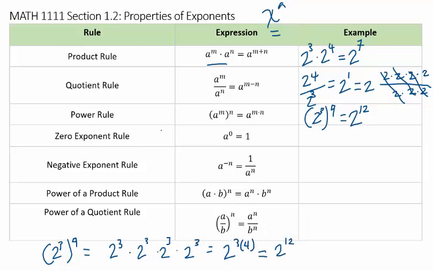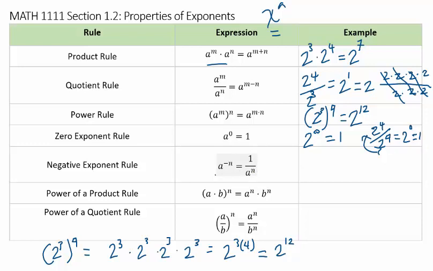The zero exponent rule says that if you raise any non-zero number to the zero power, the result is always 1. So 2 to the 0 is equal to 1. Now the reason behind this, if we had 2 to the fourth divided by 2 to the fourth and used the quotient rule, we would get 2 to the 4 minus 4, or 2 to the 0. But we also know that when we divide a number by itself, we always get 1. So that means that 2 to the 0 must equal 1.